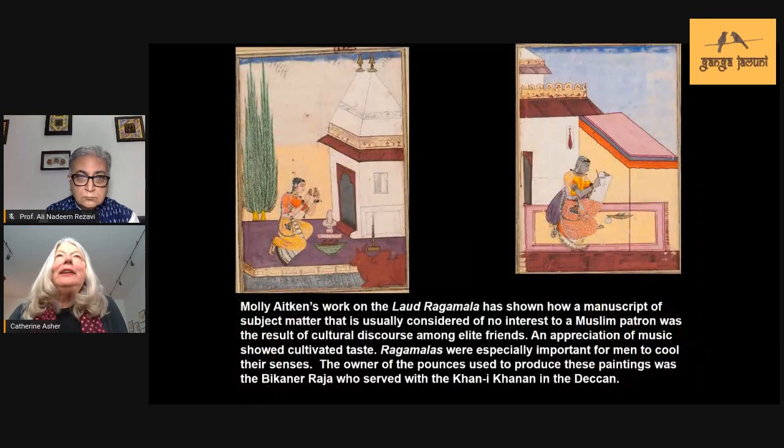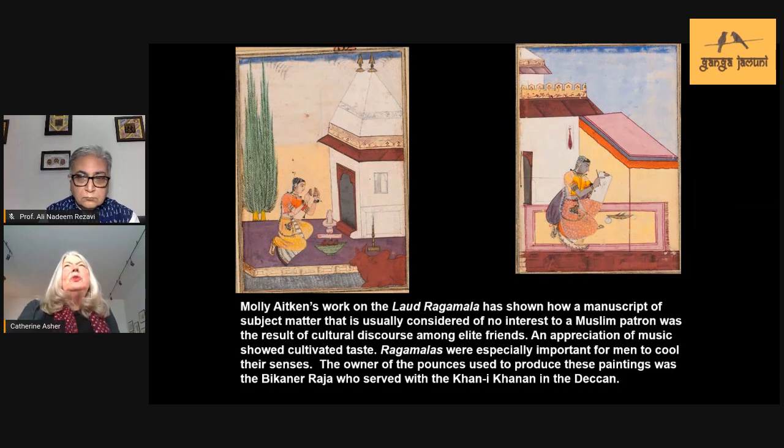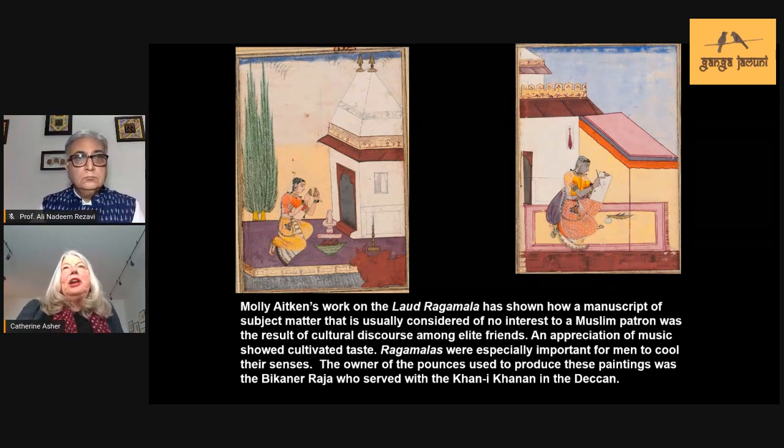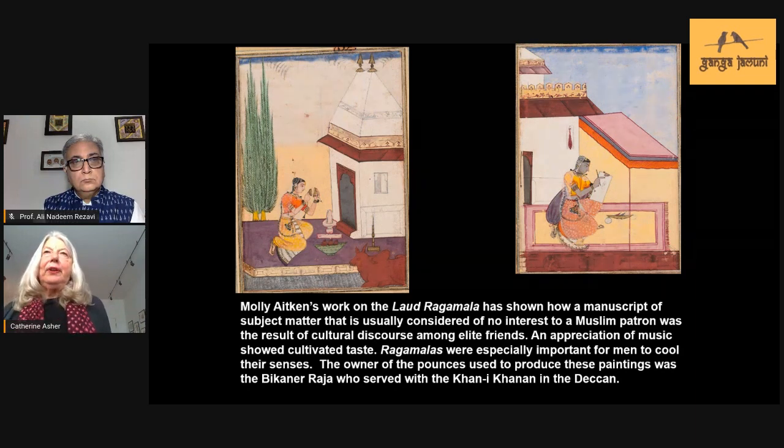The work of Molly Aitken shows us that this particular Ragamala, known as the Loud Ragamala, a manuscript of subject matter that's usually considered to be of not great interest to a Muslim patron, is the result of cultural discourse among elite friends. We know that an appreciation of music showed cultivated taste. And Ragamalas were especially important for men to cool their senses.